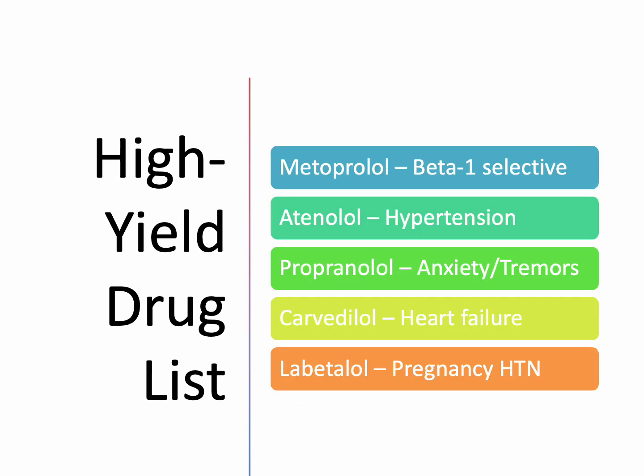So here is a high-yield drug list for NCLEX. Metoprolol, that's beta 1 selective. Atenolol is for hypertension. Propranolol, we're using that for anxiety and tremors. Carvedilol, think cardiac, heart failure. Labetalol, used frequently in hypertension and pregnancy. So these are things to keep in the back of your head.